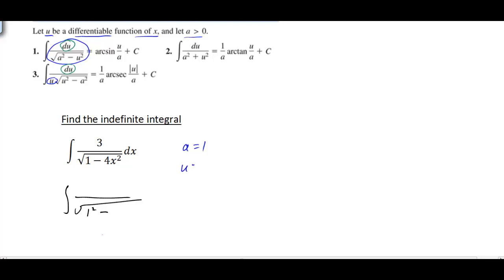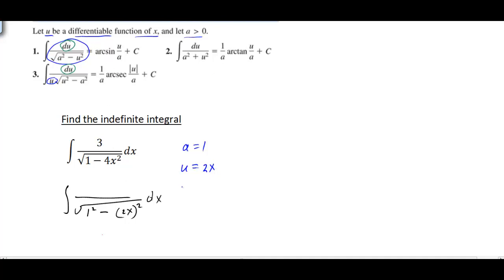So we can think of this integral as the square root of 1 squared minus, and what are we going to let u equal? Well, if we have 4x squared, we could think of the square root of that, and that would simply be 2x. So we could think of this as 2x quantity squared. So therefore, u is not 4x squared, but u is equal to 2x.